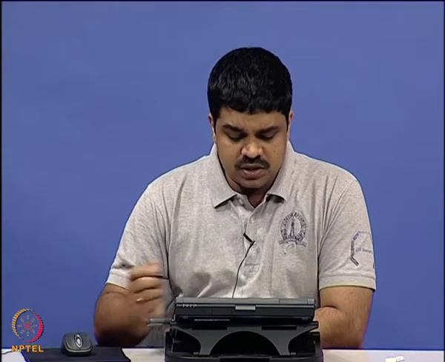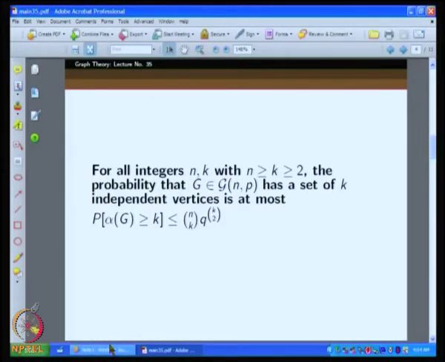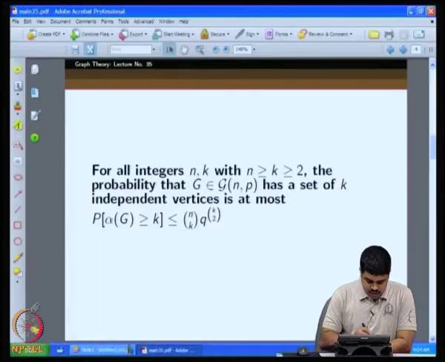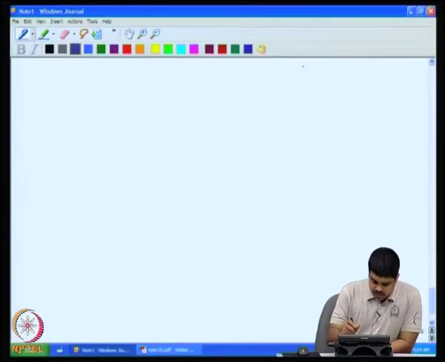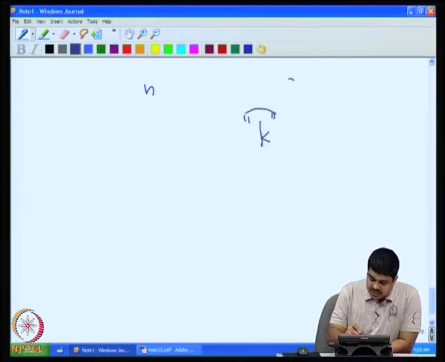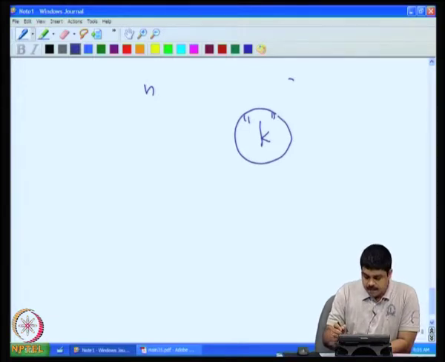For instance, we can think of this question: what is the probability that a random graph G, an element of G n P, has a set of k independent vertices? How can I calculate it? In fact, if I want a good upper bound for it, this is the way we do this. Out of the n vertices, we can select k vertices. So, we can consider the event that on these k vertices we have an independent set. What is the probability that this is indeed an independent set?